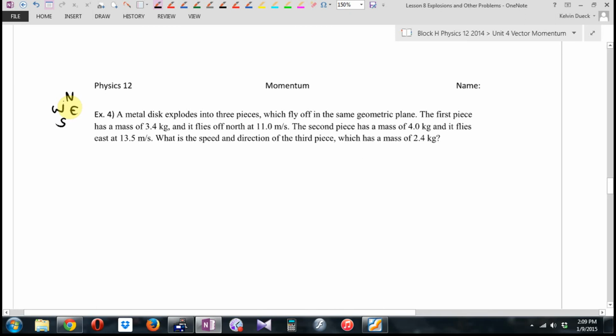Okay. This is an explosion. You know what that's a job for? And this is why a few days ago I said we use conservation of momentum for collisions and explosions. We're going to start out the same way. We're going to start out by saying, you know what? The sum.